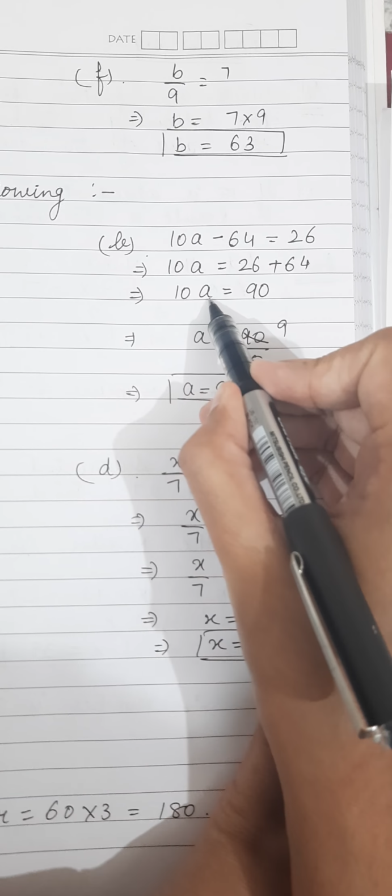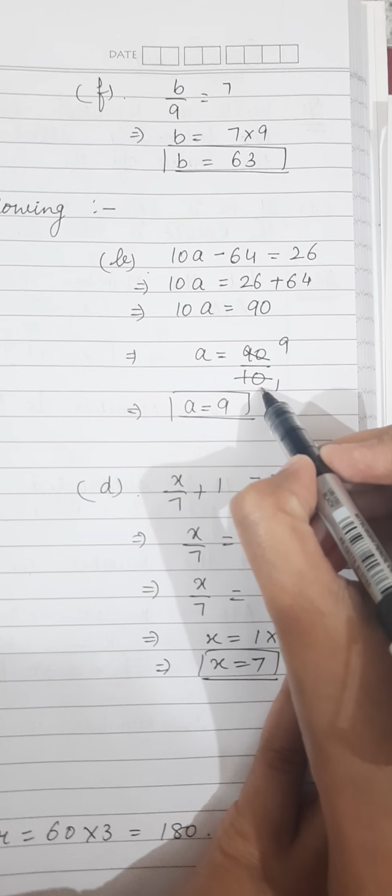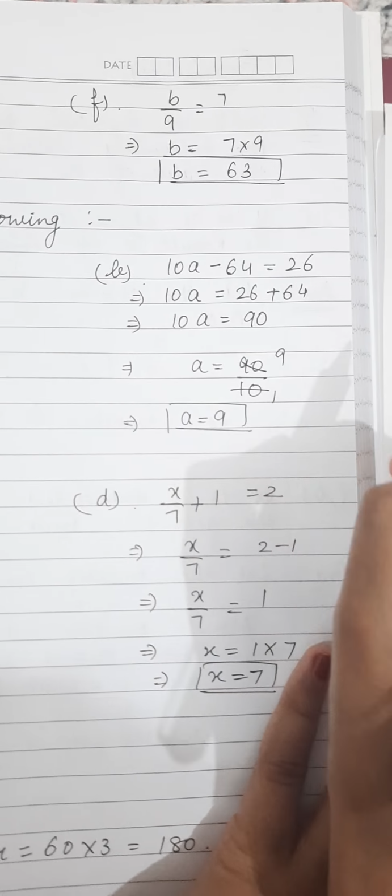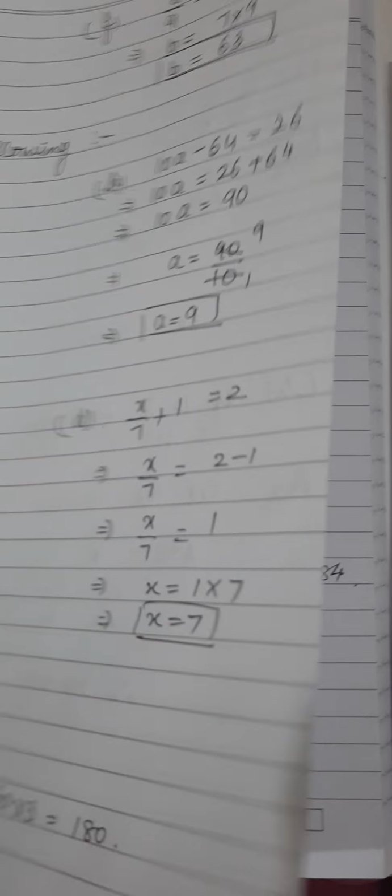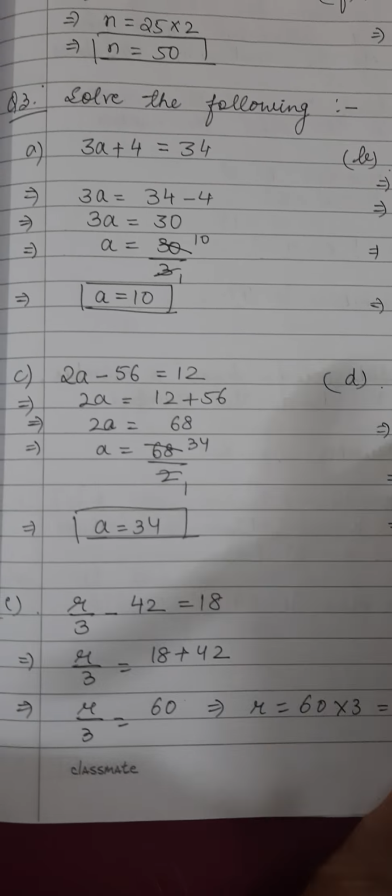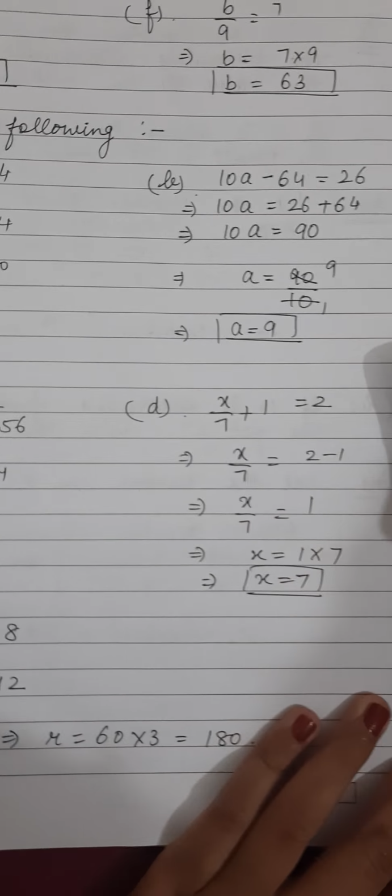Now a is in multiply with 10, so I will be taking it in denominator. So 0 and 0 cancelled. Answer is going to be 9. Okay. C part you can do. You can try by yourself. Now let's move to the D part.